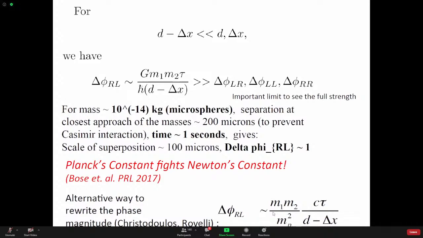So the point is, if you take such a mass and prepare a superposition of about 100 microns, and hold it for 1 second, which is a tremendous achievement to be able to do, then you can see that this phase factor turns out to be unity. And people are still surprised by this. So it's like a Hertz effect. So gravity manages to entangle in 1 second, if you can prepare such 100 micron superpositions of these microspheres.